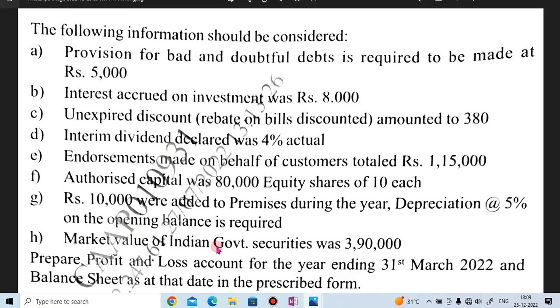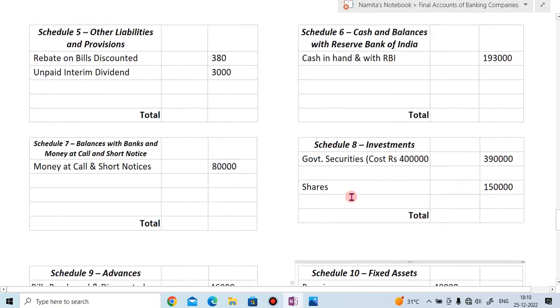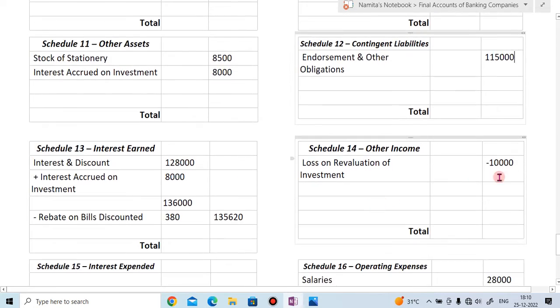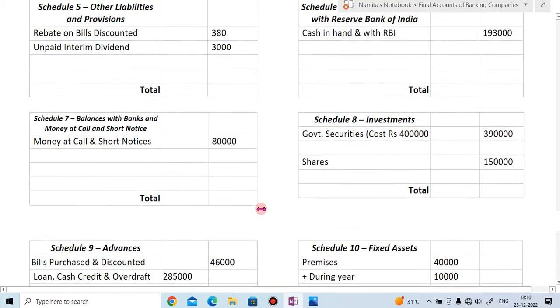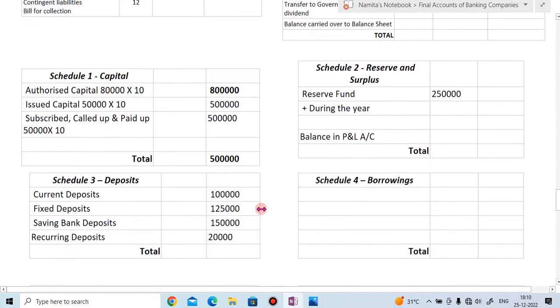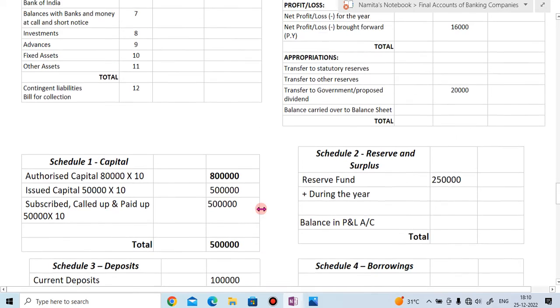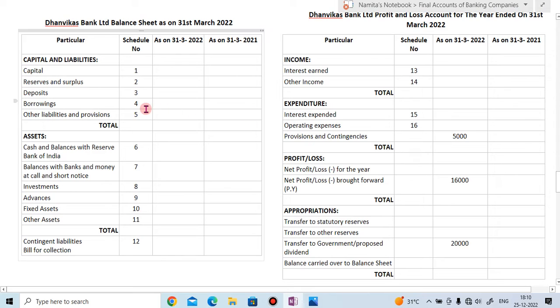Next is the market value of the Indian government securities, 3,90,000. We have already solved it in the investment only, and the second effect of that loss we have given in other income. So now we have completed all the entries of these schedules. We have posted. Now we have to close the schedules and then the profit and loss account and balance sheet.